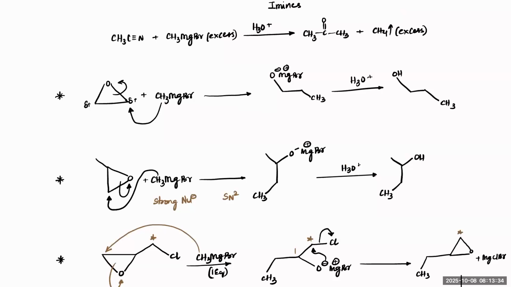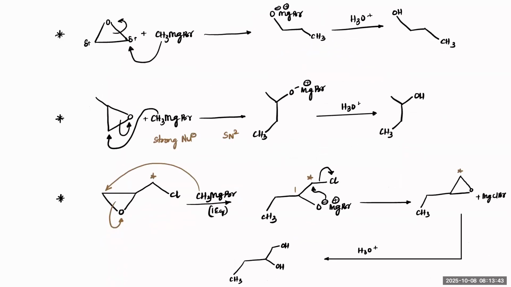Epoxides. CH3 minus will attack. O minus will form. O minus will take H plus, and this is the product you will get. If you have an unsymmetrical epoxide, CH3 will attack on the least substituted side, favoring an SN2 mechanism. You'll get an O minus. O minus will take H plus and you'll get alcohols.